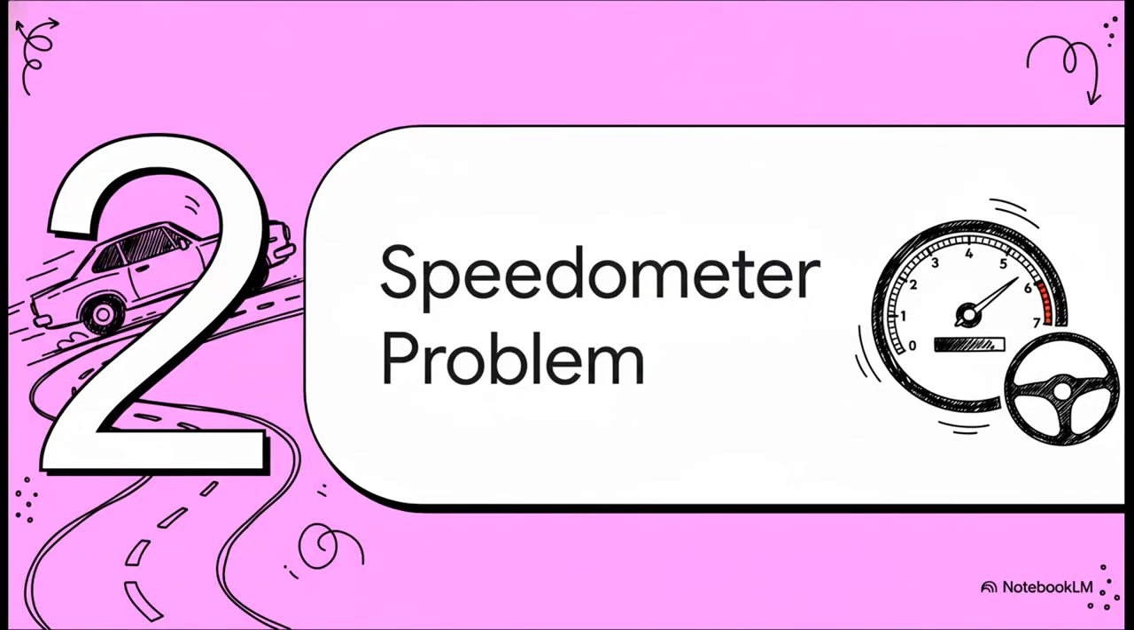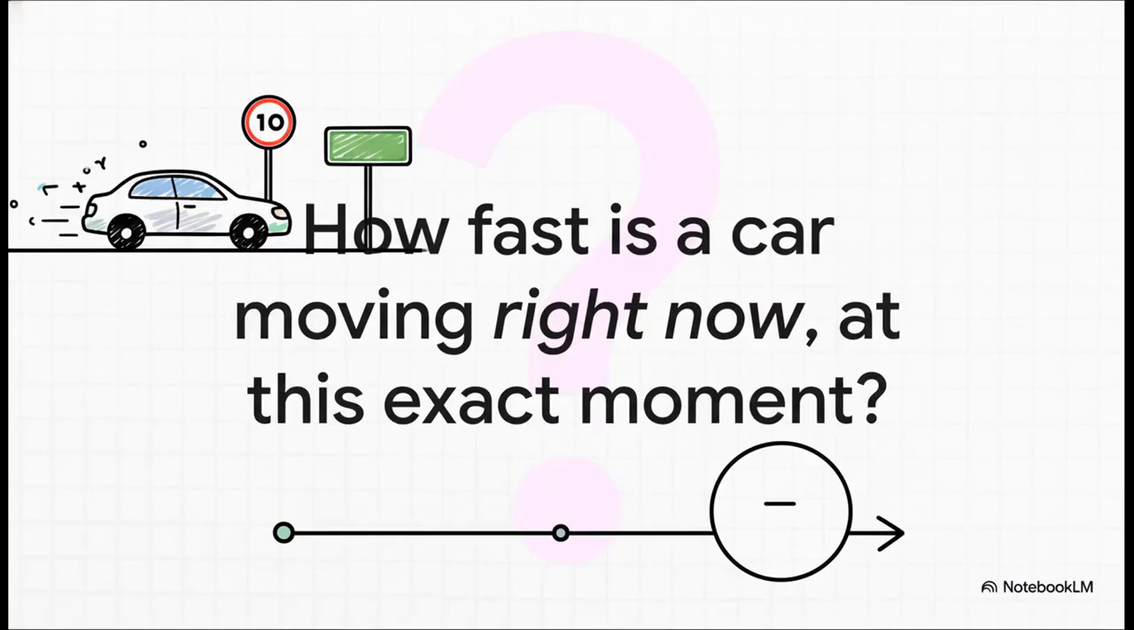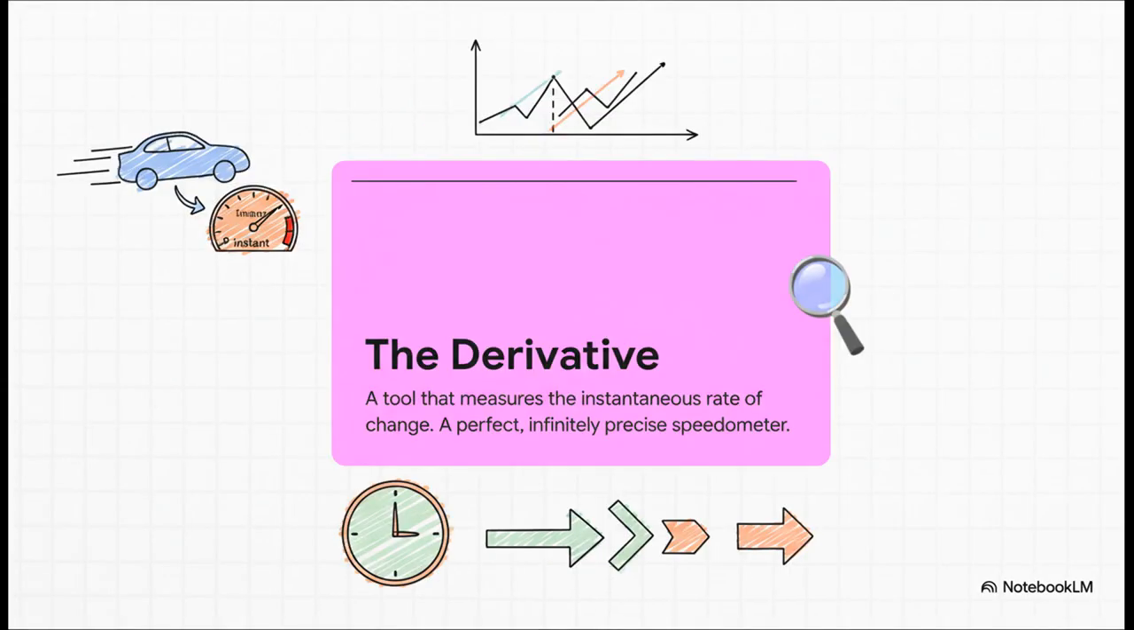To really get a feel for this first big question, let's just think about something we all know how to do: driving a car. I mean, if you drive 60 miles in 1 hour, that's easy, right? Your average speed is 60 miles per hour. But that doesn't tell you how fast you were going at the exact moment you passed that specific tree. So how in the world can you measure speed in an instant when literally no time has passed at all? The tool calculus invented to solve this is called the derivative. And honestly, you can just think of it as a perfect, infinitely precise speedometer. It can tell you the rate of change of anything at any given instant.